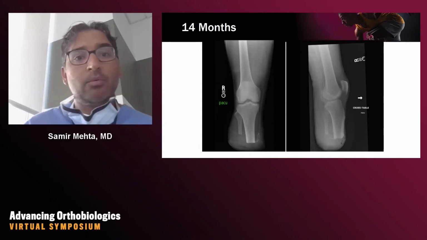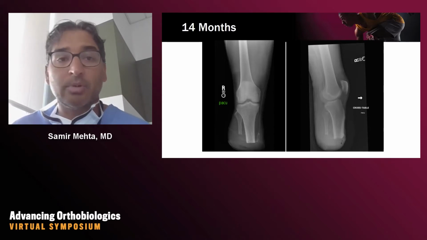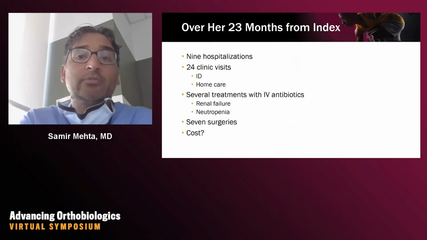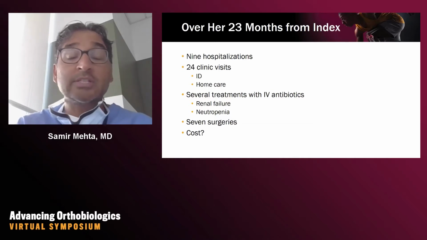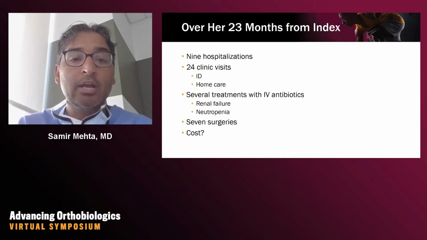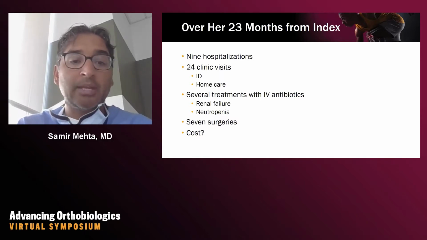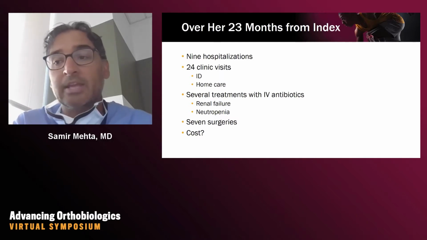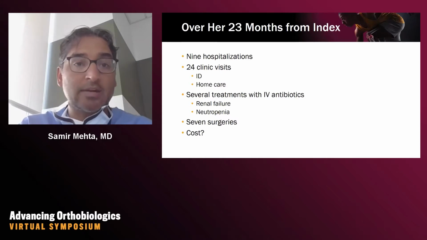And so you say, well, wait, how do we get from a simple open tibia fracture to a below the knee amputation? Over 23 months from her index injury, she had 9 hospitalizations. She had 24 clinic visits, including infectious disease and home care. She had several treatments with IV antibiotics, which led to renal failure and neutropenia. She had 7 surgeries, and I can't even begin to calculate the cost of care in this scenario in terms of ICU time and surgeries, et cetera.